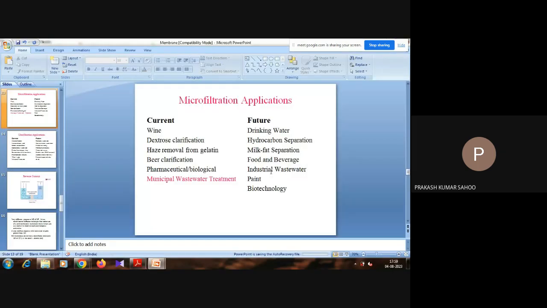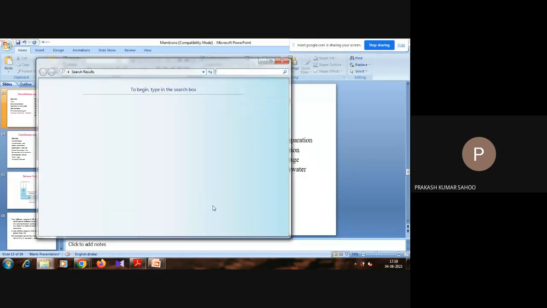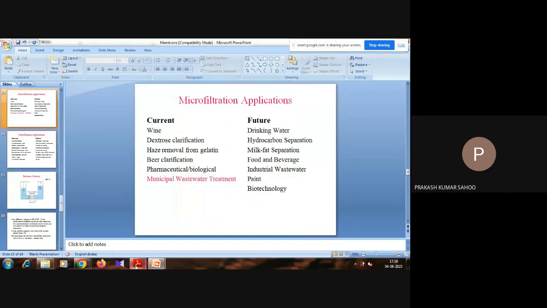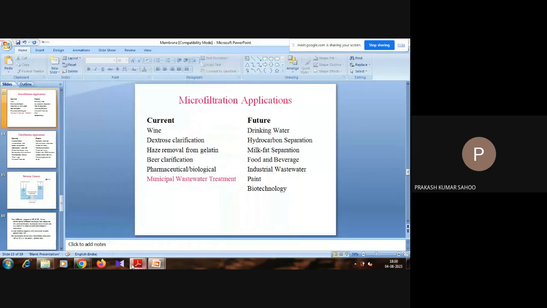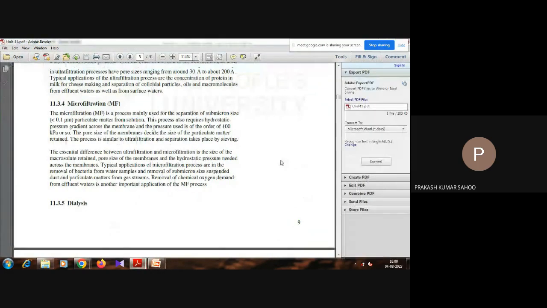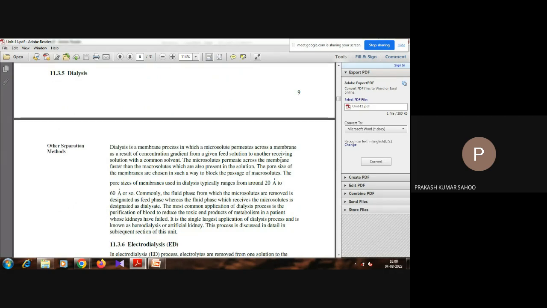Then we will go for another important part, that is dialysis. This is the dialysis part. This is another important separation process involved in the membrane separation method. So what is dialysis?